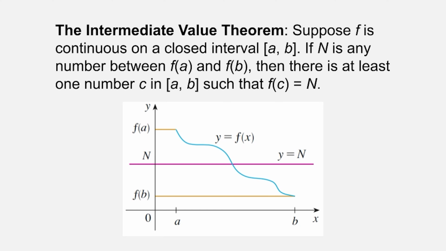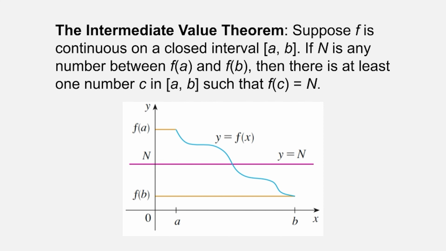Welcome back, everyone. In this video, we'll be discussing the intermediate value theorem. Now, the intermediate value theorem says that if you have some continuous function on a closed interval a to b, and if you have any number, say n, between f of a and f of b, then there's at least one number c in between a and b, such that f of c is equal to n.